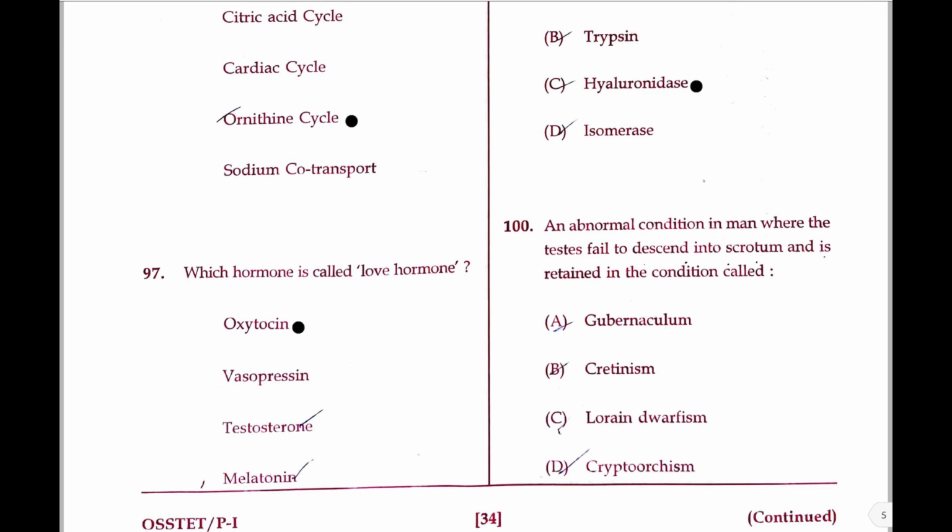Next, an abnormal condition in a man where the testes fail to descend into the scrotum and are retained is called cryptorchidism. The spelling is actually mistaken here, but the correct answer is option D, that is cryptorchidism.